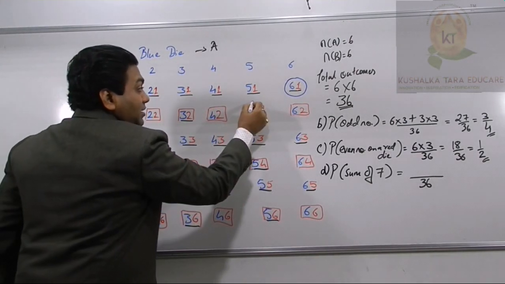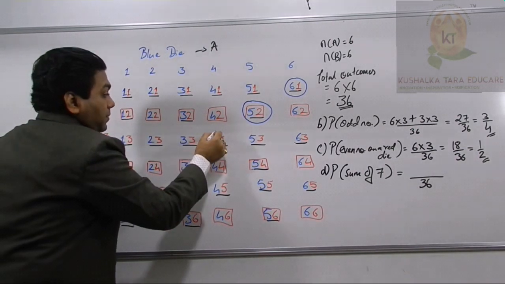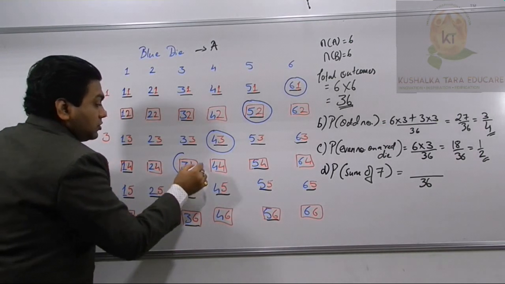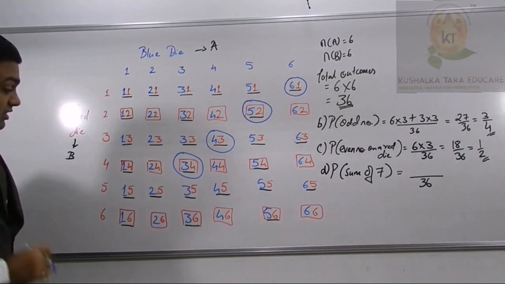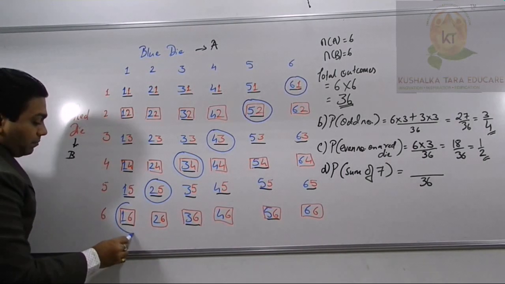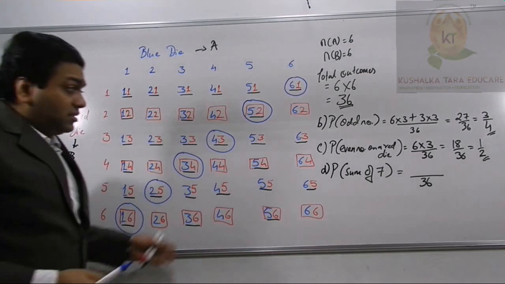Yes, now it's very clear. 5 plus 2, this is going to give me a sum of 7. 4 plus 3, this is going to give me a sum of 7. 3 plus 4, this is going to be giving me a sum of 7. 2 plus 5, again a sum of 7. 1 plus 6, again a sum of 7. Anywhere else? Do you see?